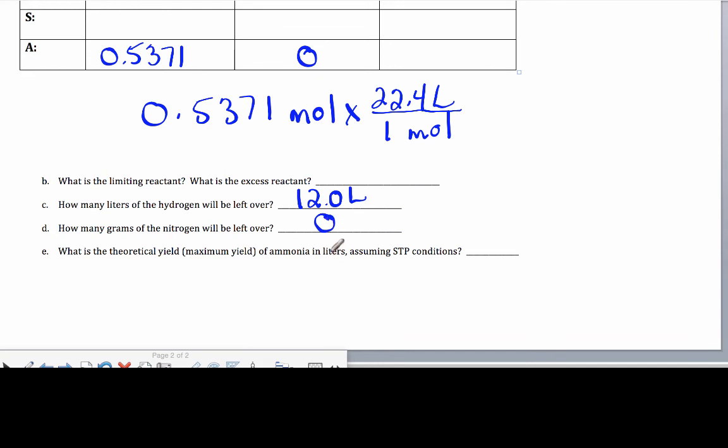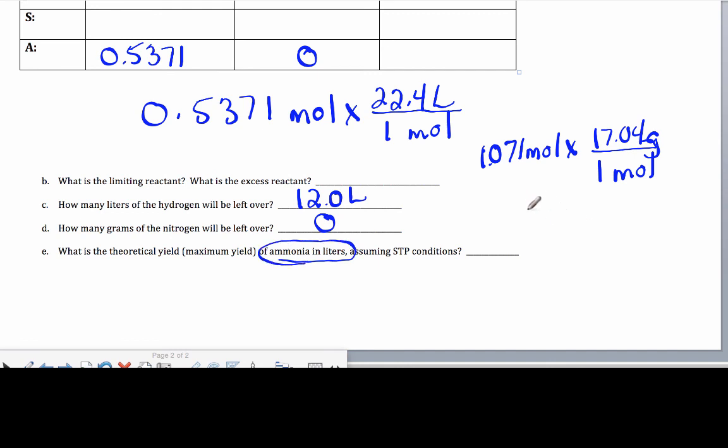What was my theoretical yield of my ammonia? All right, to get to my theoretical yield of ammonia, I'd have 1.071 moles. Moles to mass, use molar mass. And for ammonia, it would be 17.04 grams for every 1 mole. All right. And this asked, actually, I'm lying to you. Read carefully, Dr. Leggett. Ammonia in liters.